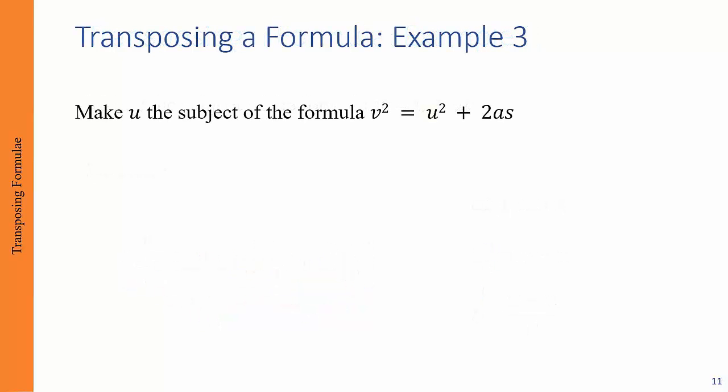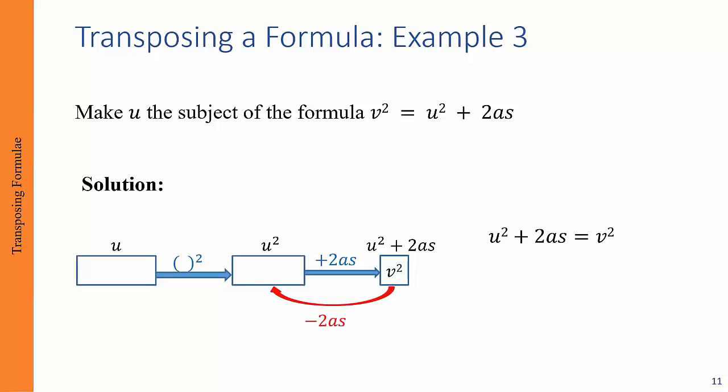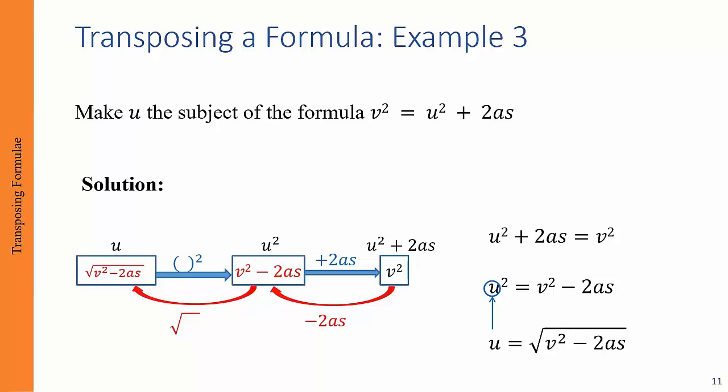This time we'll make u the subject of this formula. u gets squared first, so we get u squared, and then we add 2as. So we get u squared plus 2as equals v squared. Going backwards, we'll subtract 2as. So we get u squared is v squared minus 2as. And we'll take the square root to undo the squaring. So the result is u is equal to the square root of v squared minus 2as.